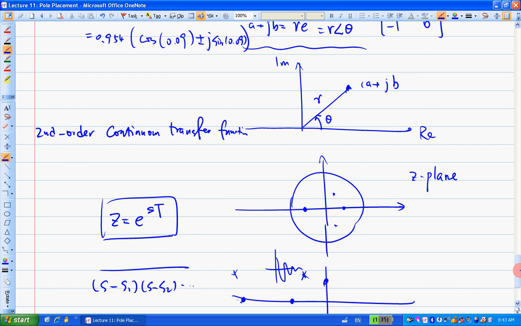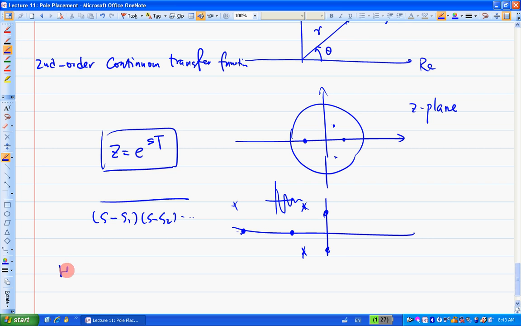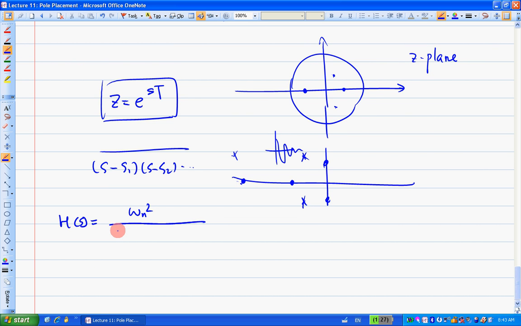So I'll tell you why we talk about this one here. Let's say I have a second order continuous transfer function, and this is the standard second order transfer function. Standard basically means it represents many systems, such as a mass-spring system or an RLC circuit. It's a second order system.